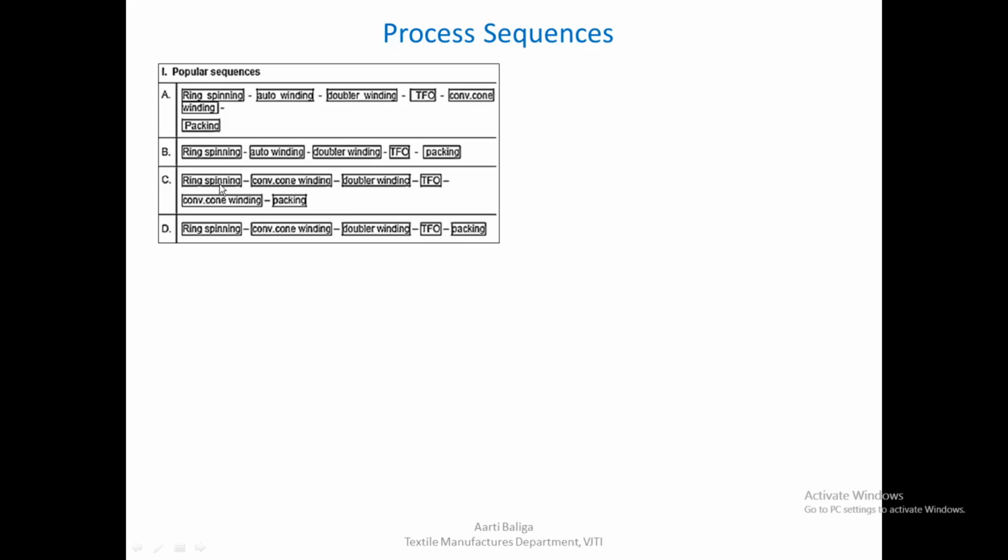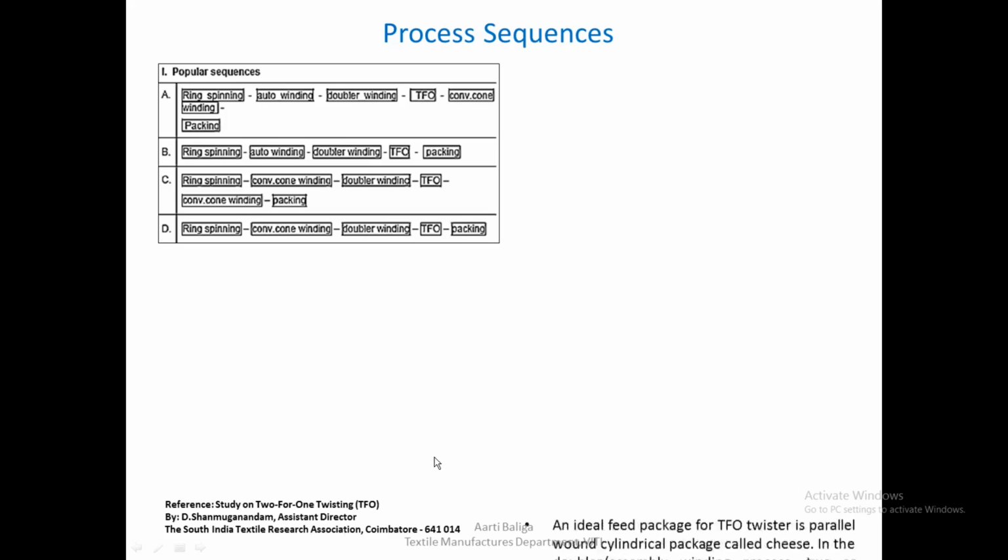Then the third passage could be ring frame, then conventional cone winding. Instead of auto winding, you can have doubler winding, TFO, conventional cone winding and packaging. Similarly, one can have ring spinning, conventional cone winding, doubler winding, TFO and packing. So this is taken from this particular reference here.